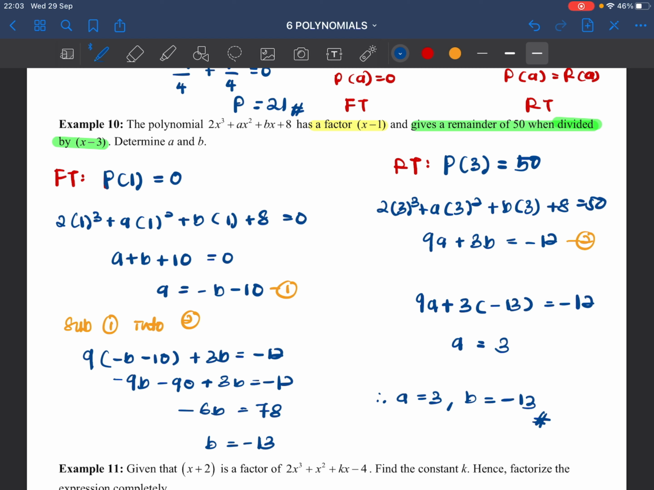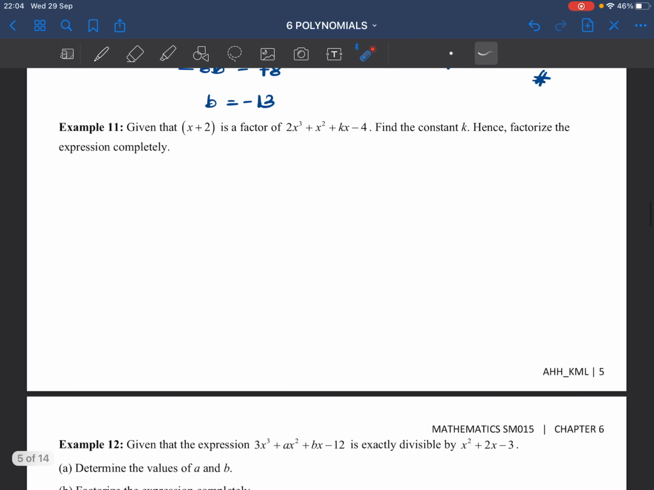Okay, so you have to check. If it talks about a factor, that is an FT. If it talks about divided and they give you a remainder, that is your RT. Okay, so tips: if it says this is the factor, your remainder should be 0. Okay, your remainder must be 0. No remainder at all. So now for example 11, we are given that x plus 2 is a factor. Keyword: x plus 2 is a factor. So this is our FT.